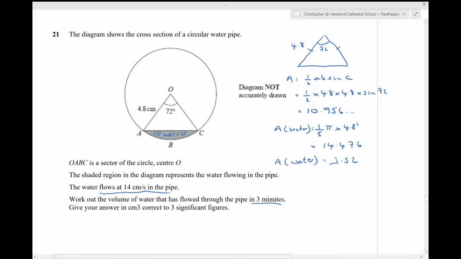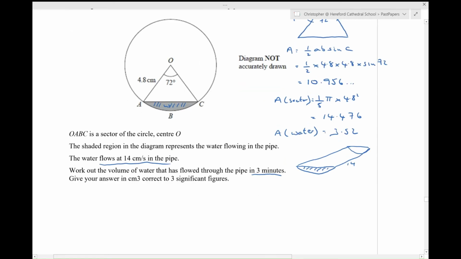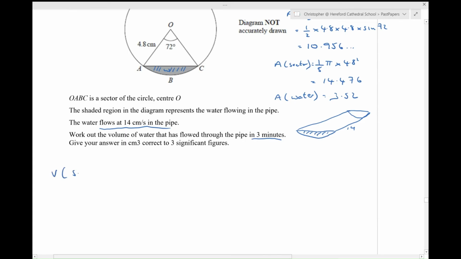Now, in a second, a volume of water is going to flow through the pipe. It's going to be in a shape that looks like that, and it is 14 centimeters long because the flow rate is 14 centimeters a second. So the volume of water which is going to flow through the pipe in a second is going to be that cross-sectional area multiplied by 14. Okay, so the volume in 180 seconds, 3 minutes, is going to be 3.52 times 14, the amount that flows through in 1 second, multiplied by 180.